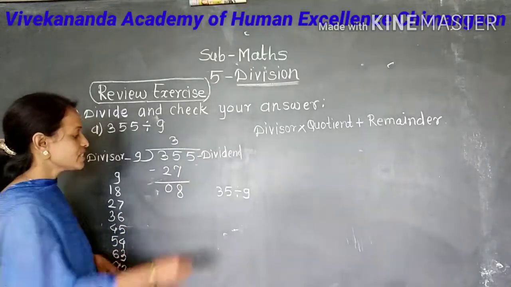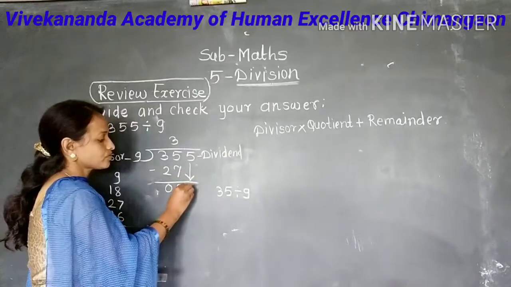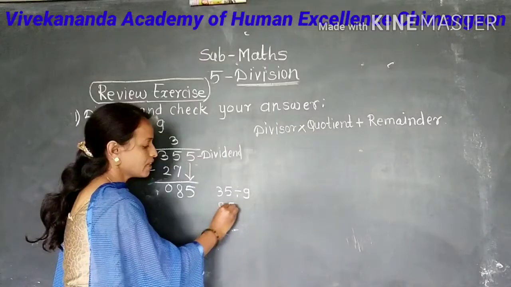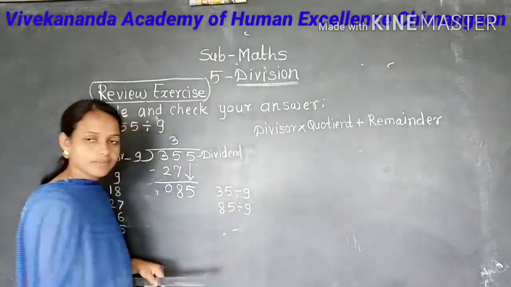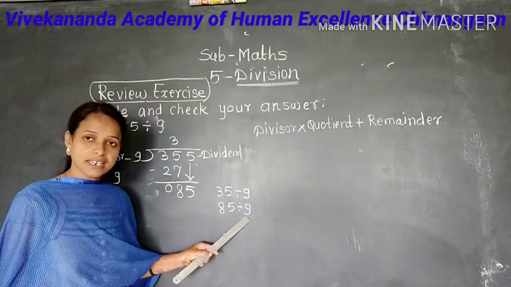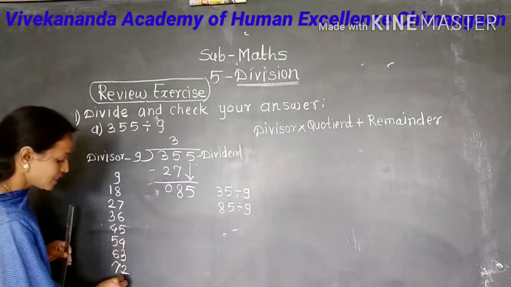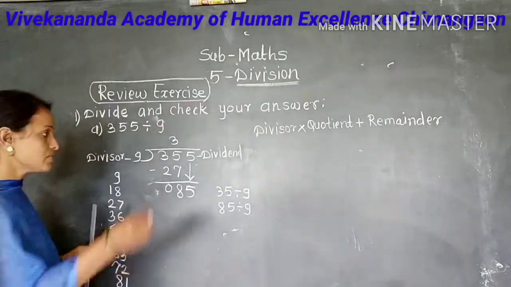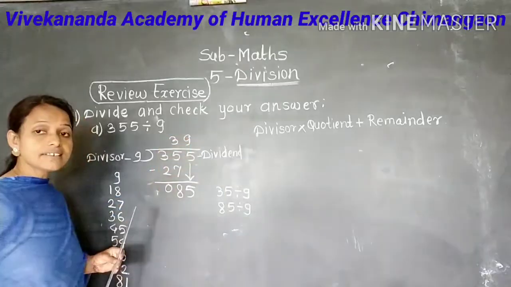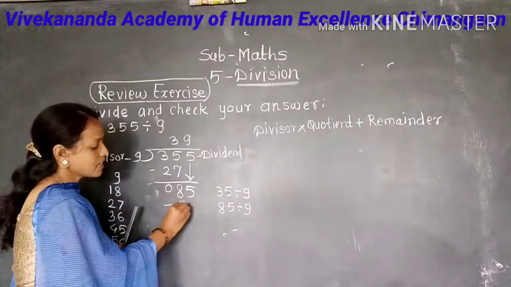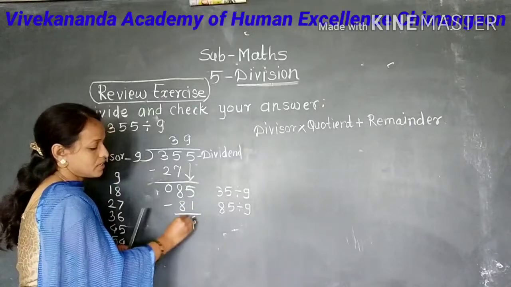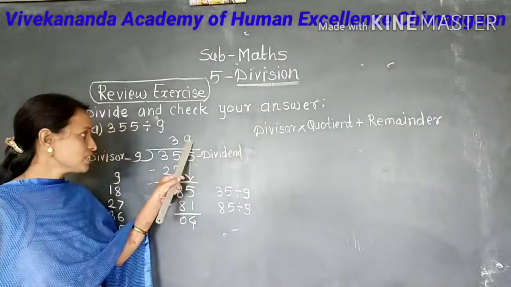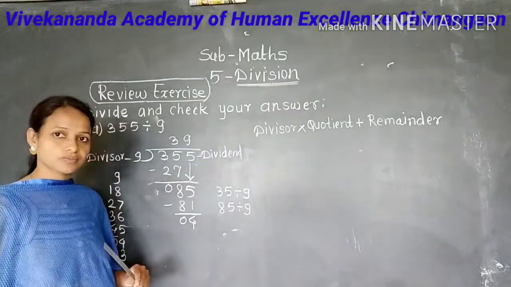Now the next digit is 5. Bring it down. Now we divide 85 by 9. By dividing 85 by 9, it gives us quotient 9. 9 9s are 81. So 9 is written in the ones place. Here we divide 85 by 9. It gives us quotient 9 and remainder 4.